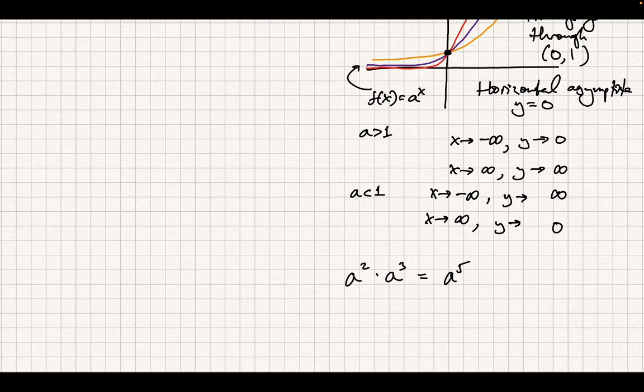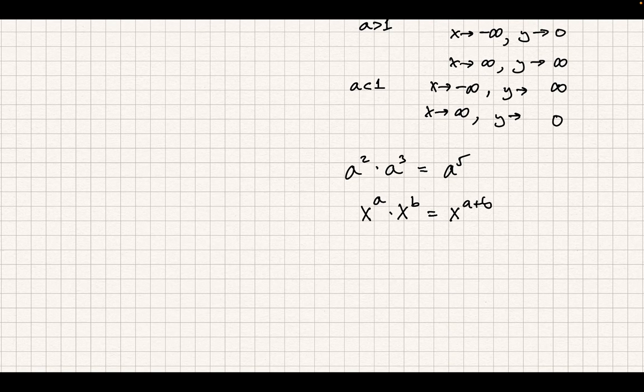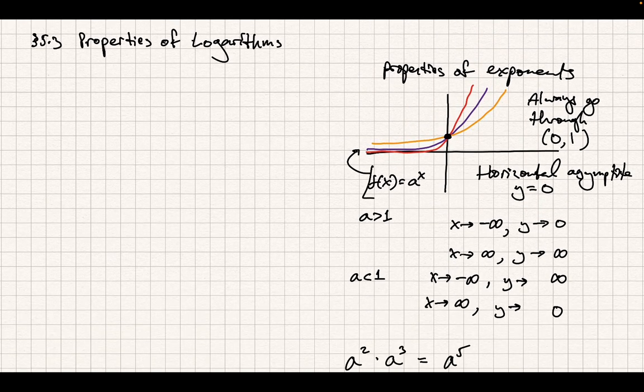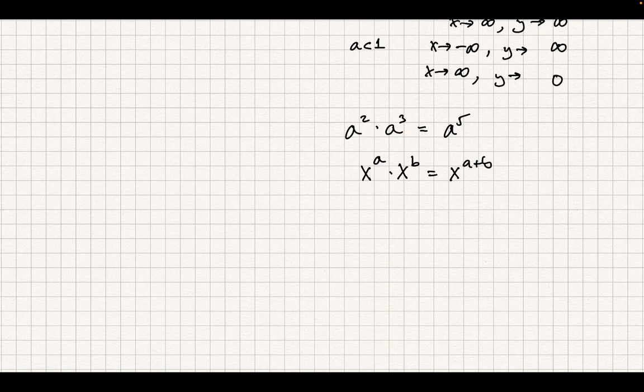So if I have some x here with some exponent and I multiply it by x with some other exponent, what do I get? x to the a plus b. Okay. Can we think of another property? Graphically this is true of one function of x, but as far as listing properties of exponents, this is the stuff I'm thinking of.